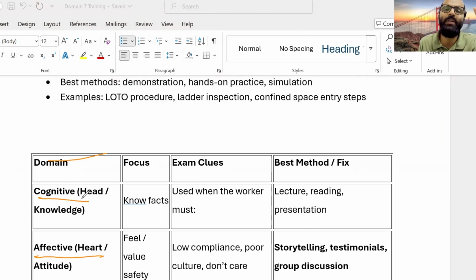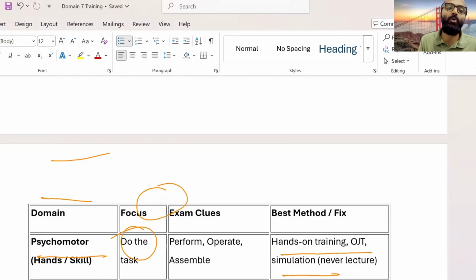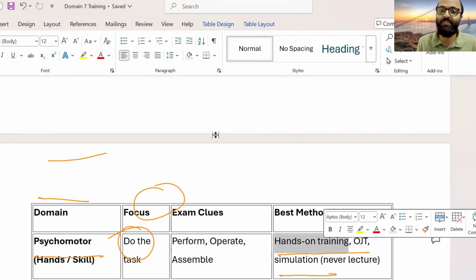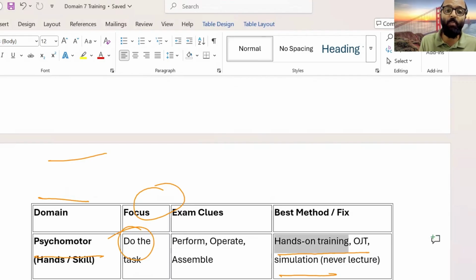Cognitive means facts, OSHA facts, etc. Affective means what? Affection comes from the heart. That is your behavioral change; behavioral changes will come in this affective domain. Storytelling, testimony, group discussion, etc. will come in affective training. And psychomotor means what? Demonstration. That is hands-on training, etc. will come in psychomotor. These are the three domains of learning.